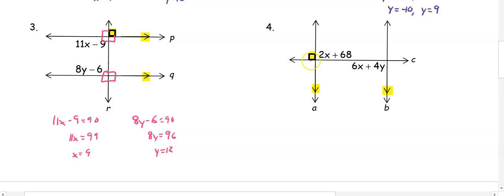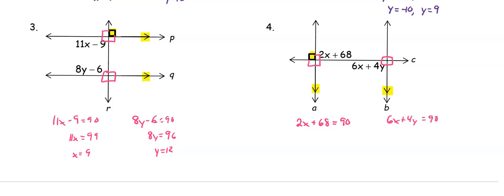In number 4, we have 4 right angles and another 4 right angles because those lines are parallel. So we have 2x plus 68 equals 90 and 6x plus 4y equals 90. Now, because there is an equation with just x, we can use that to solve first. So we can subtract 68. 2x equals 22. When we divide, we get x is 11.